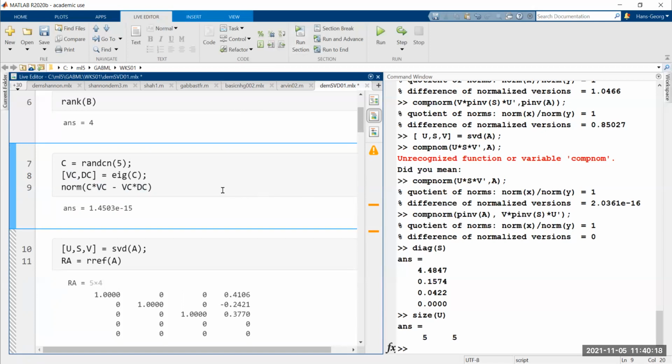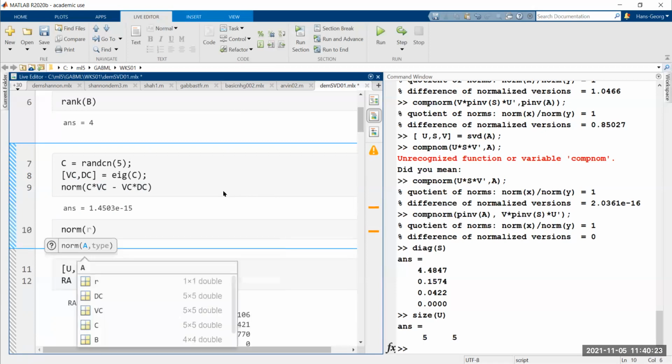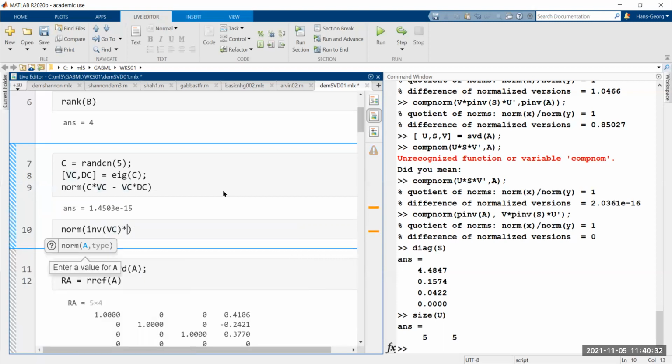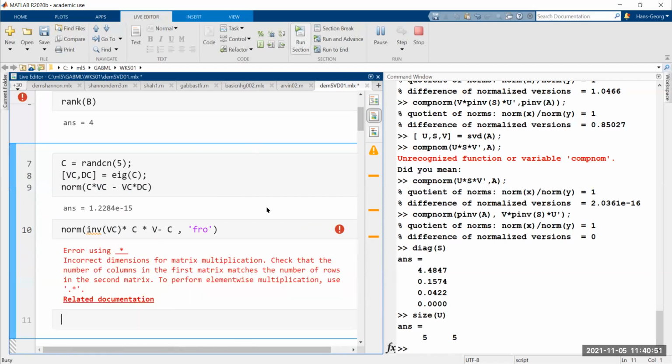So yes, it's true. And of course, we can modify it and ask, is it true that the inverse of VC times DC times VC minus the original matrix C, taken in the Frobenius norm, as if it was a pixel image, is 0? Rerunning it again, we should also have 0. Oops, inverse of VC. So here is the typo.